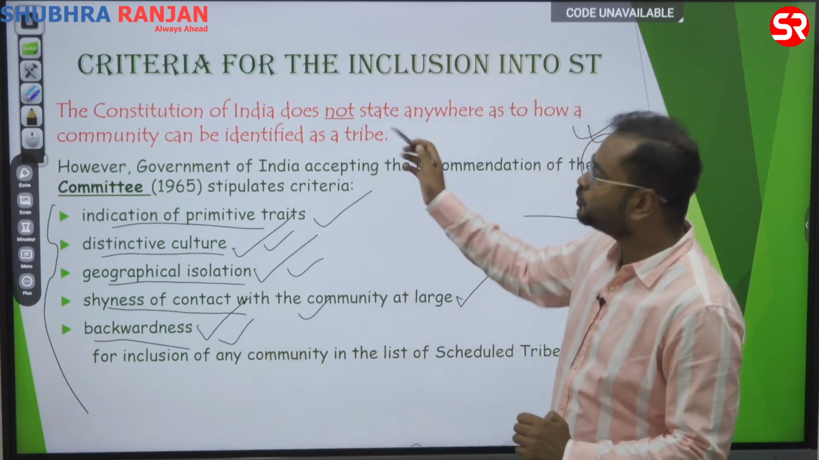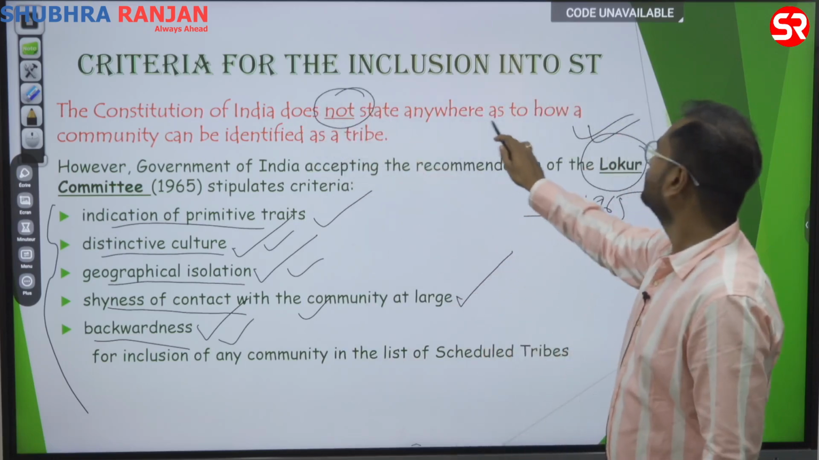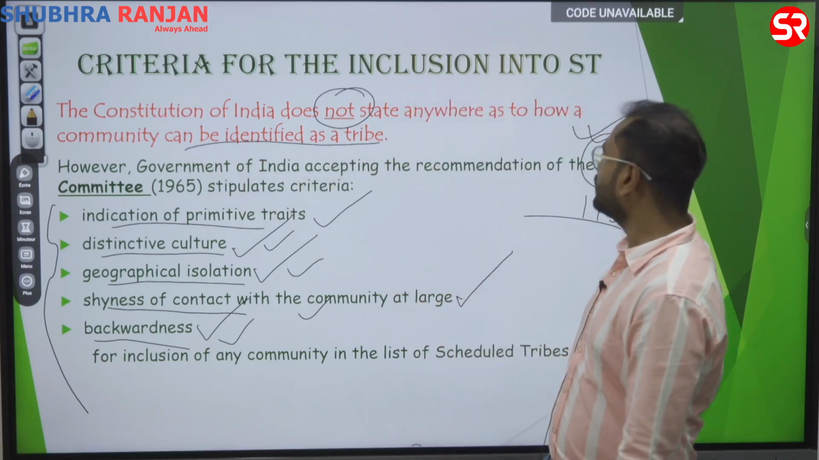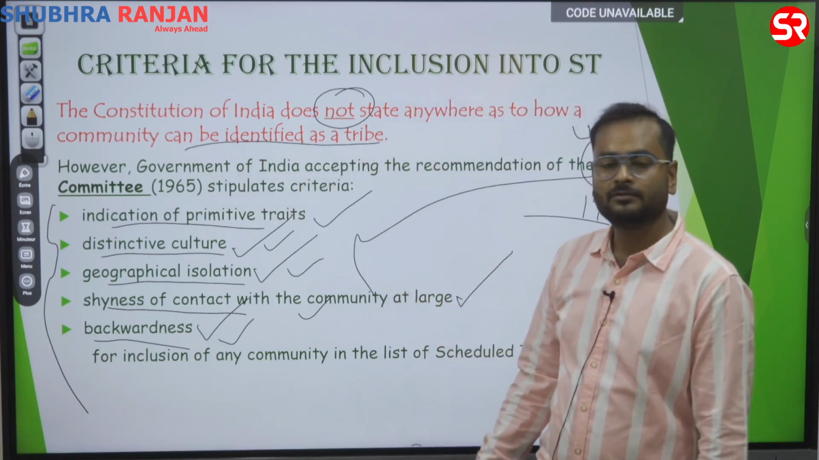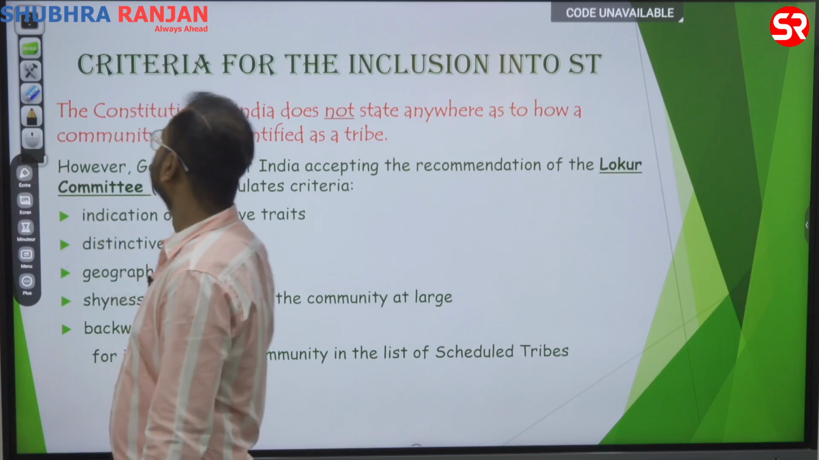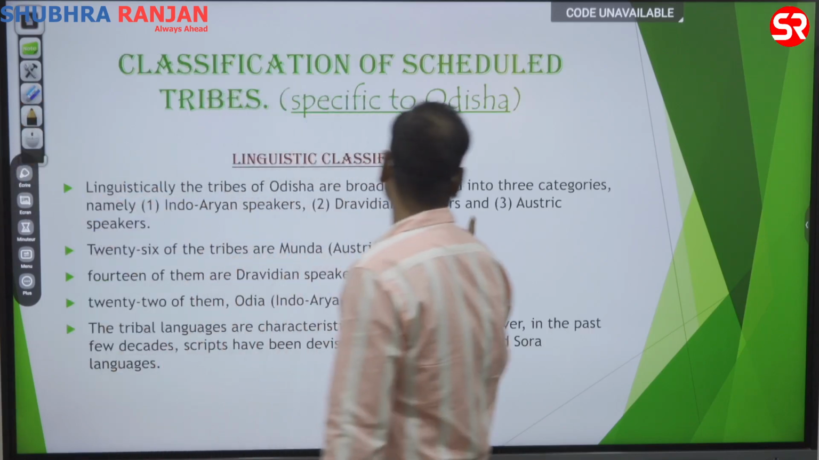The one thing which you must understand, that the Constitution does not state how a community can be identified as a tribe. That is why it was Lokur Committee which gave such criteria to be identified as a scheduled tribe. Okay. The next thing is classification of scheduled tribe.